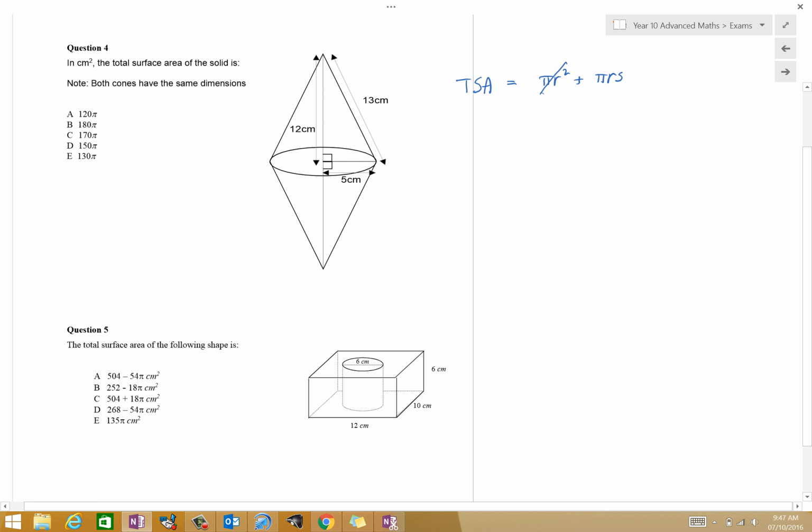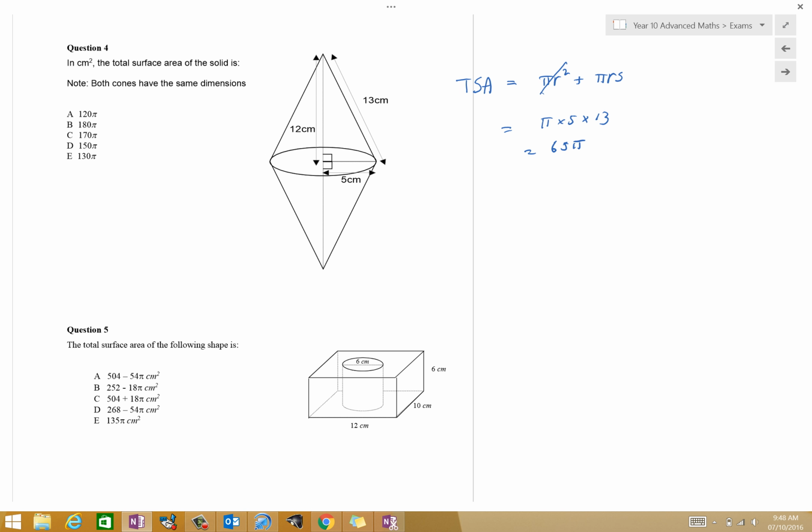Now, what is the slant height? They've told us what it is. So it's pi times 5 times the slant height, which is 13. So that's for one of them. That is 65 pi for one half. So there's 2 of those. So the answer must be 130 pi.